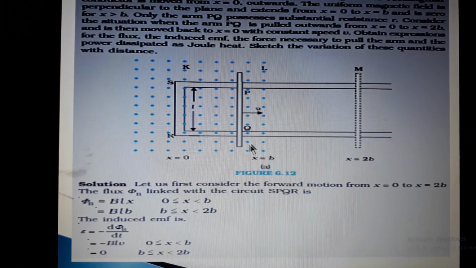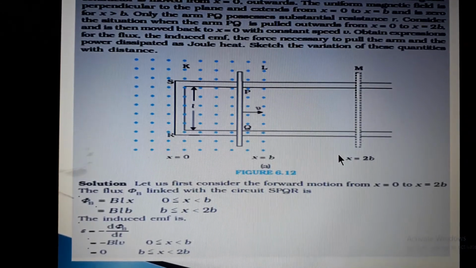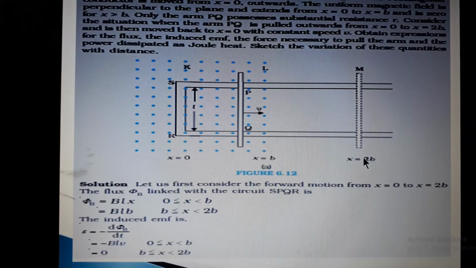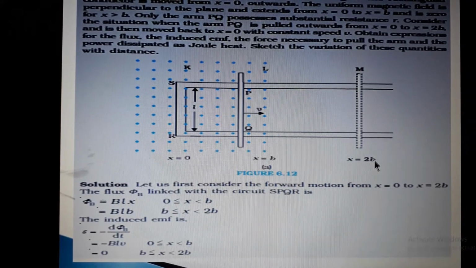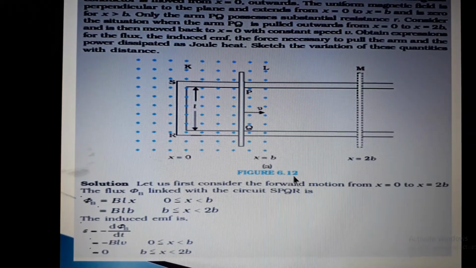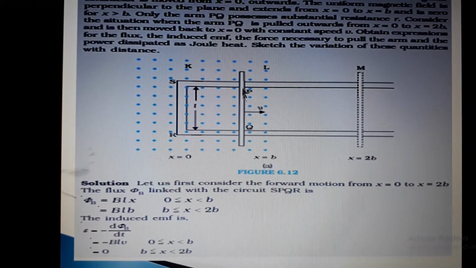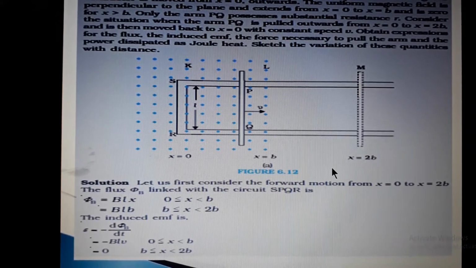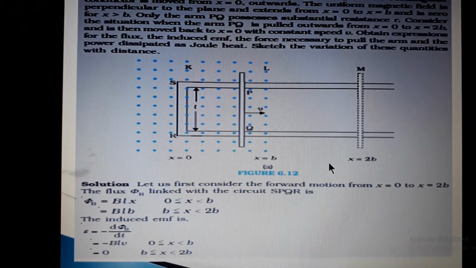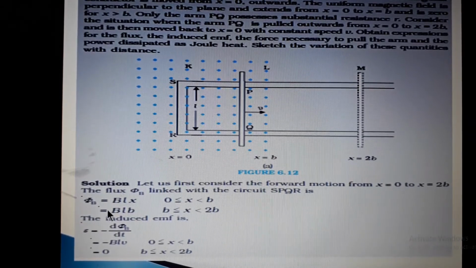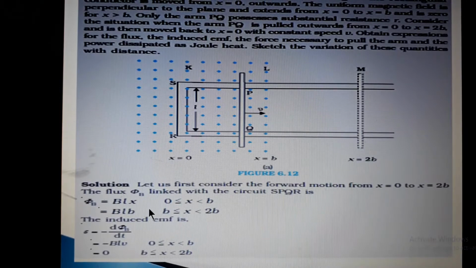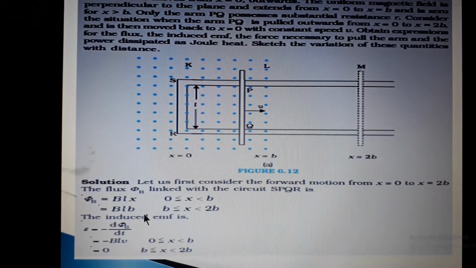Now from b to 2b, it is 2b minus b. So the distance is b, and the length of the rod is again L, so L into b. So phi is equal to BLb. This is the flux phi.